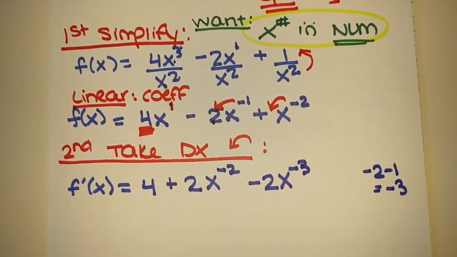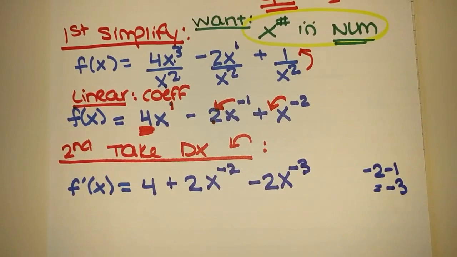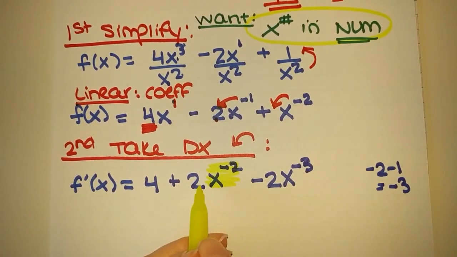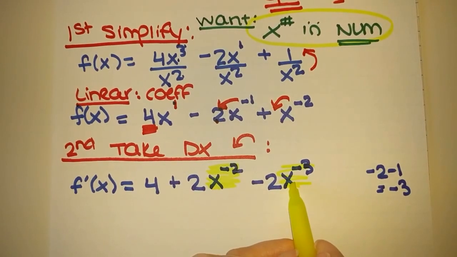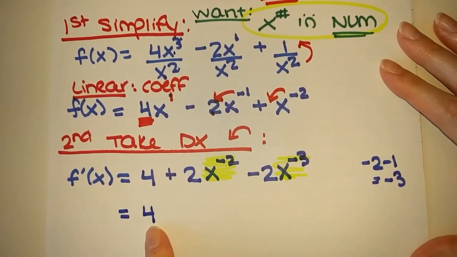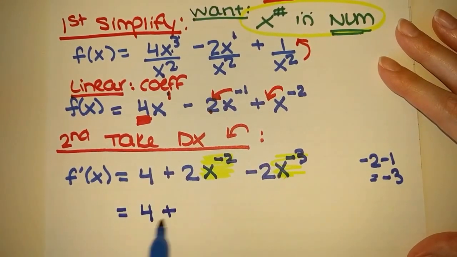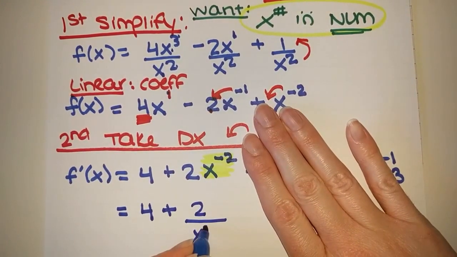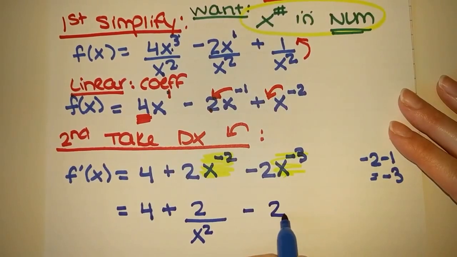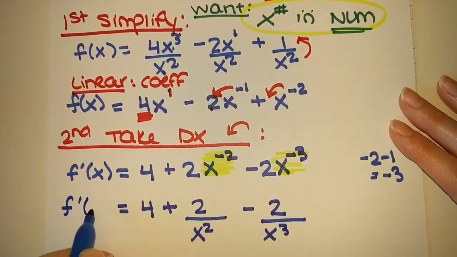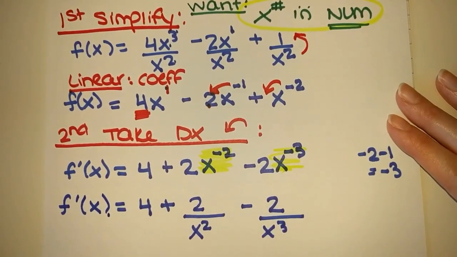Now, be really careful here if you do decide to bring down these exponents. This is just a base to the exponent for that second term, and this is just the base for the exponent for the last term. So if I were to bring down the negative exponents, make them positive, the 4 would remain unaffected by this. So it'd be 4 plus, and then for the second term, I would have 2 over x squared. And for the last term, I would have negative 2 over x cubed. So that would be my simplification if I wanted to get rid of the negative exponents.